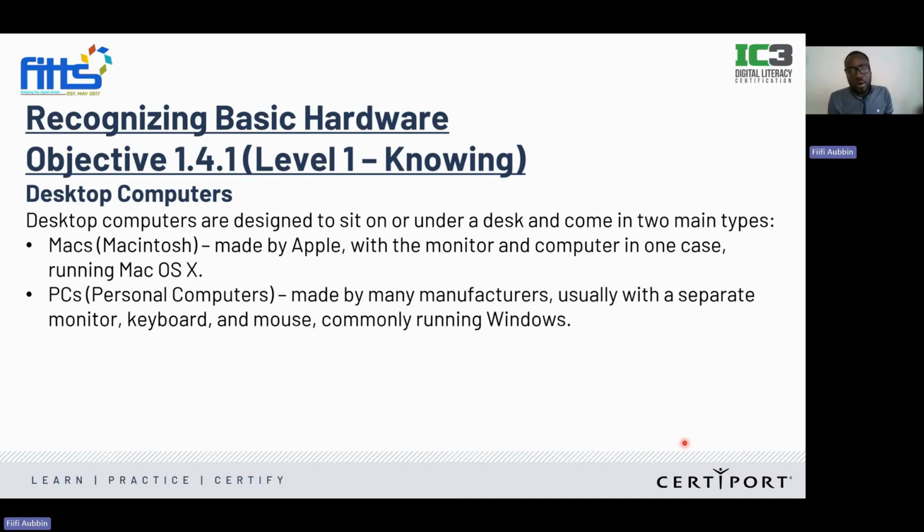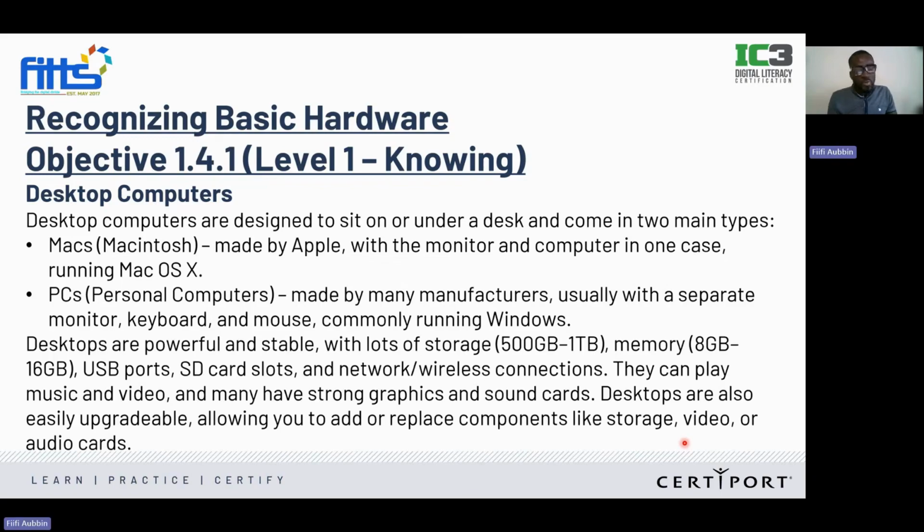Then we have our personal computers. So if you see PCs, that's personal computer, made by many manufacturers, usually with a separate monitor, keyboard, and mouse, and it commonly runs on the Windows operating system. And we say that desktops are powerful and stable with lots of storage, memory, USB ports, SD card slots, and network or wireless connections. They can play music and video, and many have strong graphics and sound cards. So they do the heavy lifting like the trucks that I explained earlier in my intro.